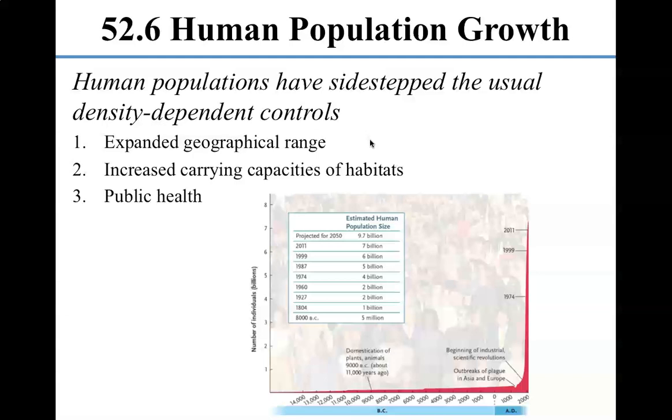And then the third reason is because of public health. Because we can sanitize our water and we can cook our food and we can create medicines and vaccines and so on, we're able to mitigate a lot of those density dependent pressures of parasites and disease. We can also shoot predators and, you know, we can do a lot of things that help keep us from getting killed. So public health helps our densities to behave in ways that aren't necessarily true for other species.